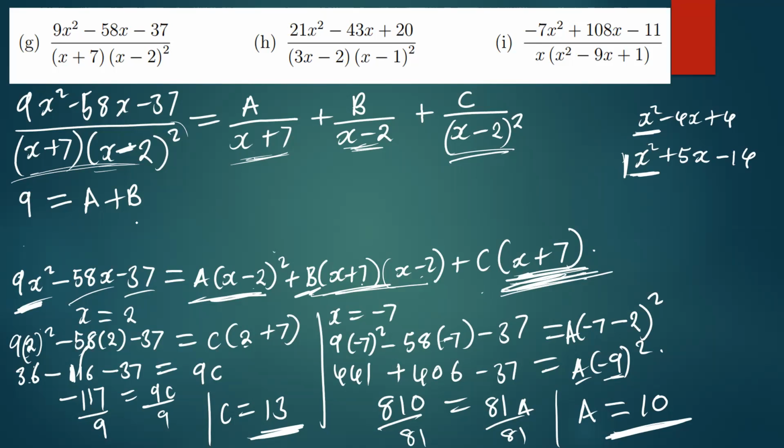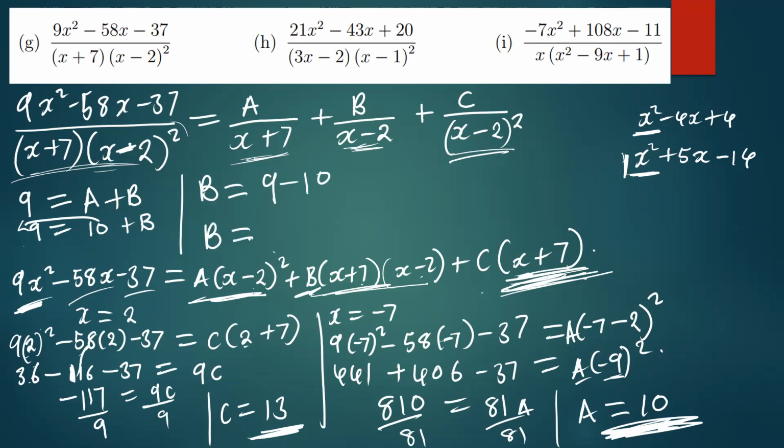So now, we already have the value of a. The value of a there is 10. So we are just going to replace the value of a there. Then we say plus b. From there, we'll take this to the other side of the equal sign so that we have the value of b as 9 minus 10. So the value of b will become -1.